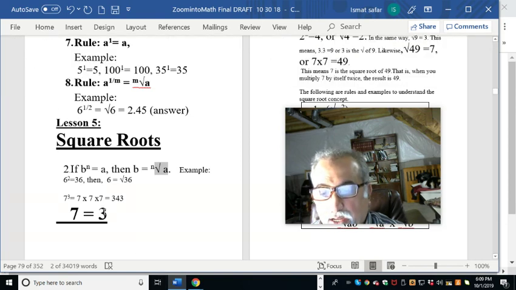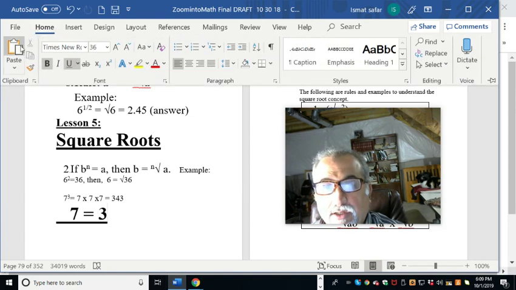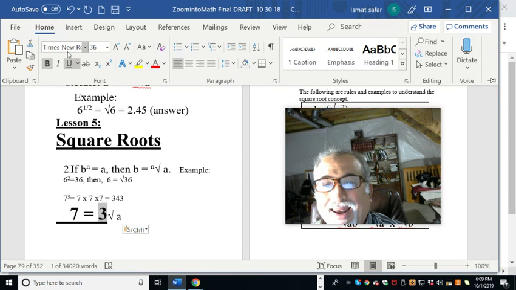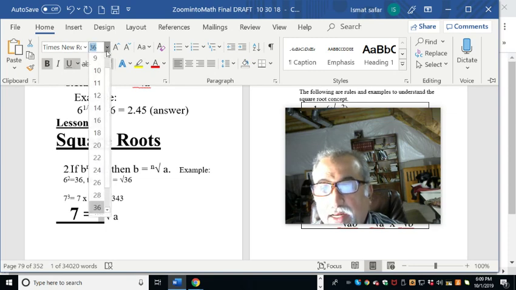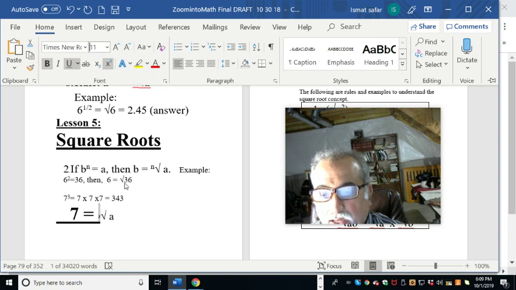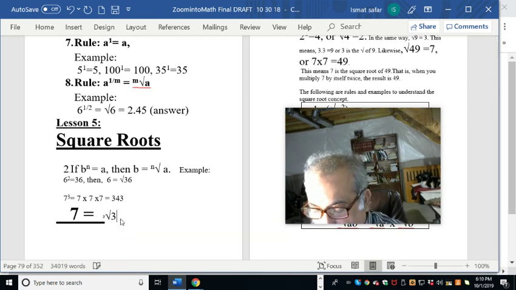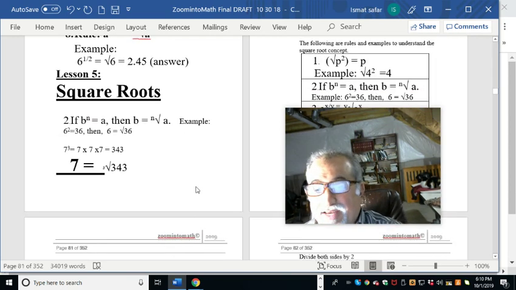Copy here and paste here, except that this 3 should be much smaller, if you know what I mean. So this is the third root of A, which is the third root of 343. So 7 is the third root of 343. It is the number that, if we multiply it by itself 3 times, we will have 343.